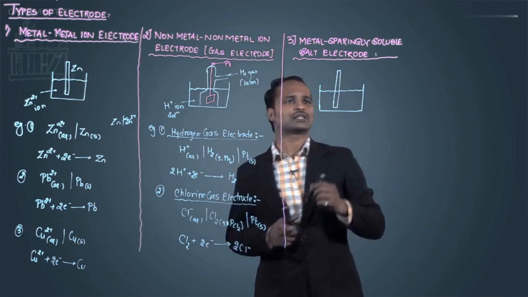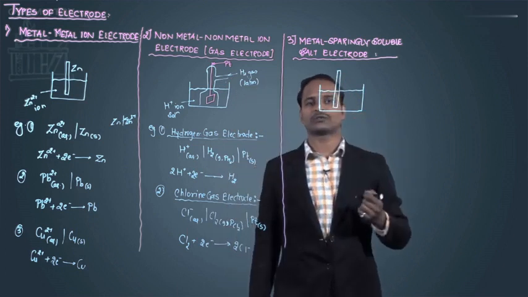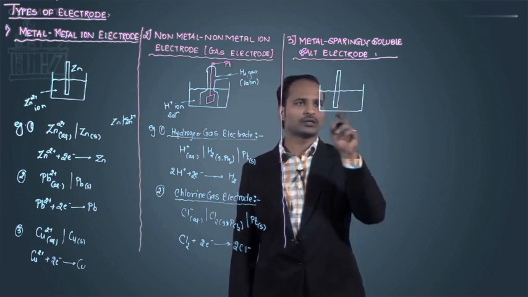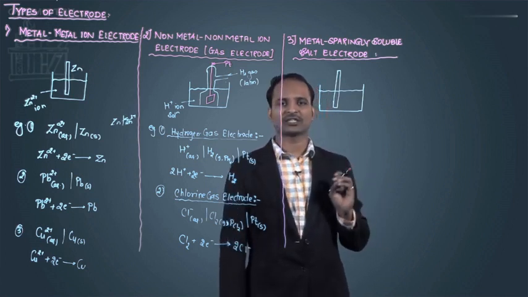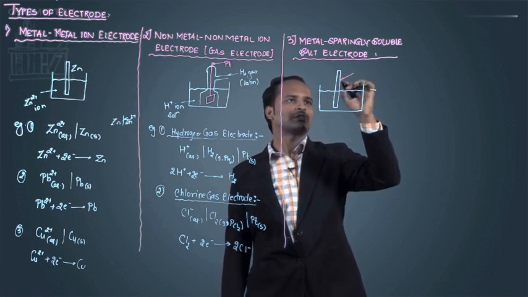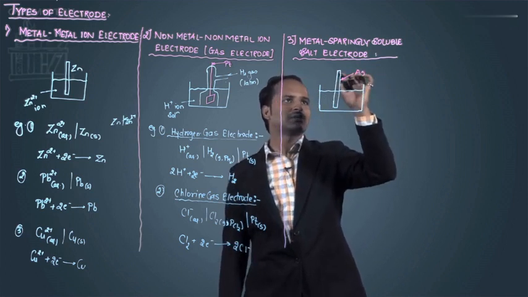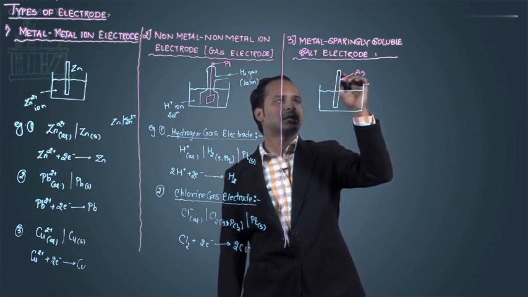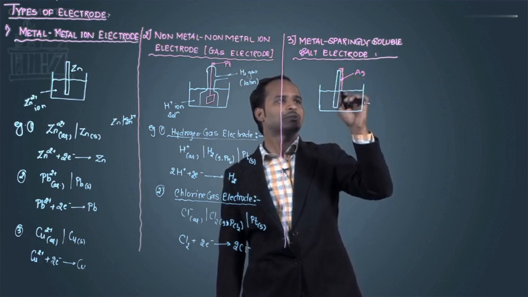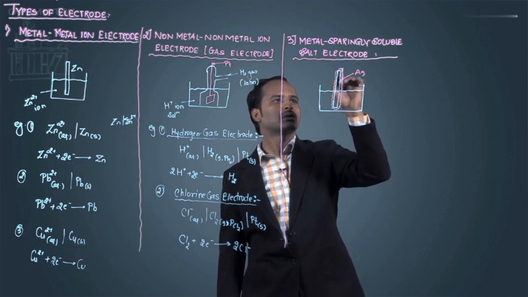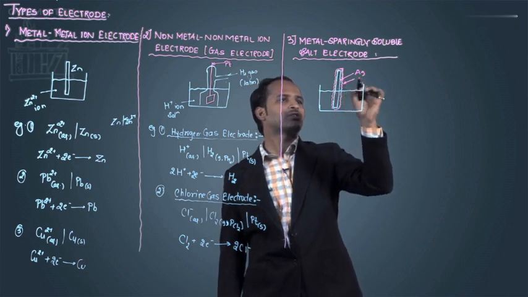Now the rule says that this metal electrode should be coated with a salt of the same metal ions which is sparingly soluble in the solution. Sparingly soluble means very slightly soluble. So if this is a silver electrode, then this silver electrode is coated with a salt of silver, which is sparingly soluble. So here I am coating it with the salt of silver. So this coating is of AgCl.